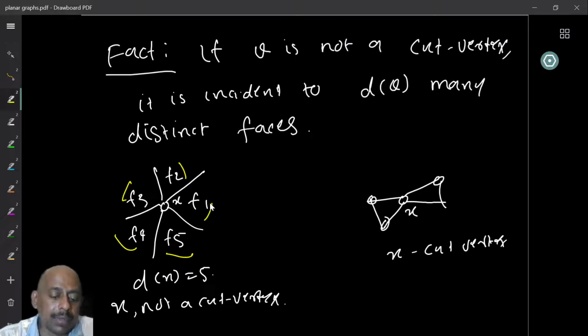If one of these two faces is the same as the other face, then the vertex will be a cut vertex. That is the observation. You can think about why.